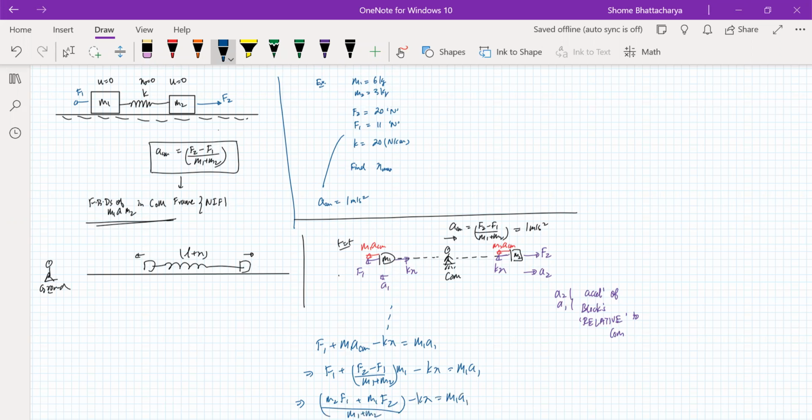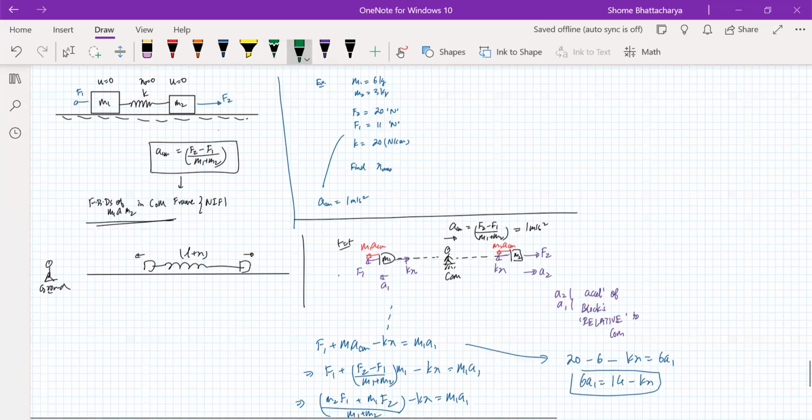Or if we write this out numerically from above, we would have had 20 minus M1 was how much now? 6. And ACM was 1 minus Kx is equal to 6A1. We'd have an equation like this. We know K also. We can put K also, but for the moment, let's just write it like this. So this would become the equation for block 1.